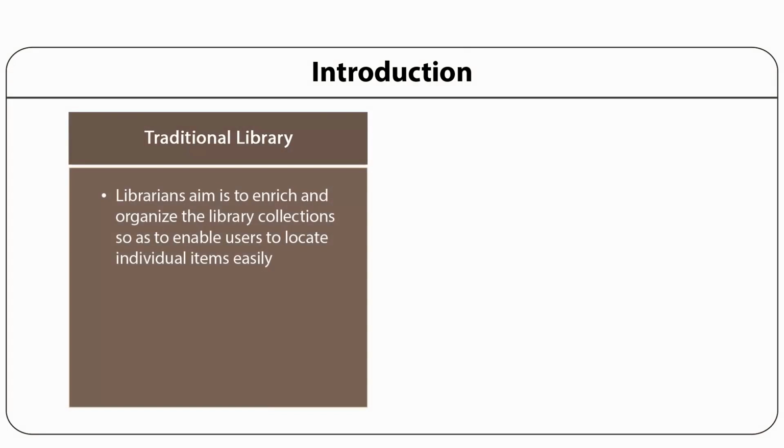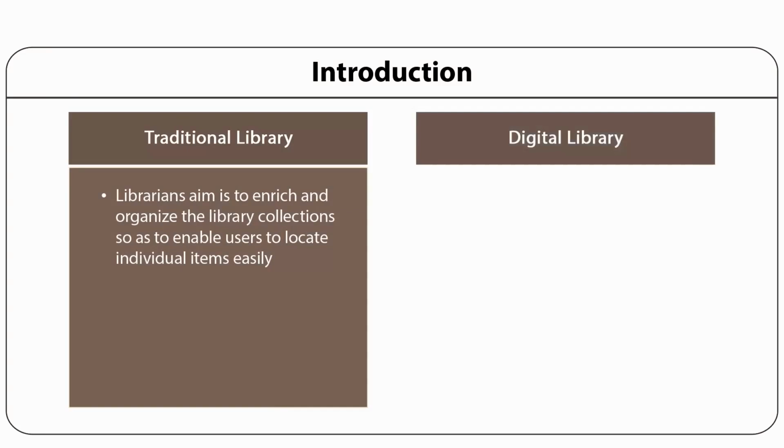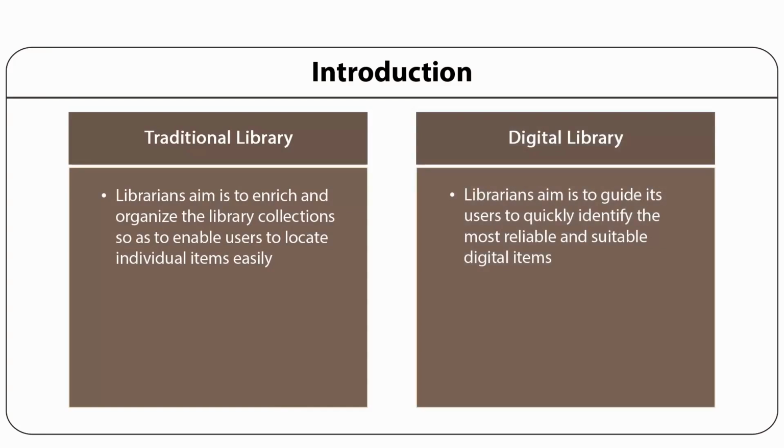In case of traditional libraries, the role of a librarian is to enrich and organize the library collections so as to enable users to locate individual items easily. Likewise, the primary aim of a digital library is to guide its users to quickly identify the most reliable and suitable digital items, whether they are stored in its own collection physically or to provide access to content from other digital libraries located in a remote location.